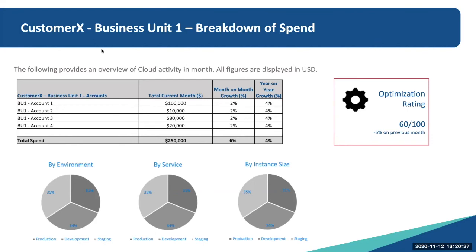From a business unit view, we break this down into a number of different views. You'll see here that we'll give you an understanding of all the spend of all of those different business units, what the current month is, and what the growth has been in those business units. We filter down into a number of different views, by environments, by services, and by things like instance sizes.